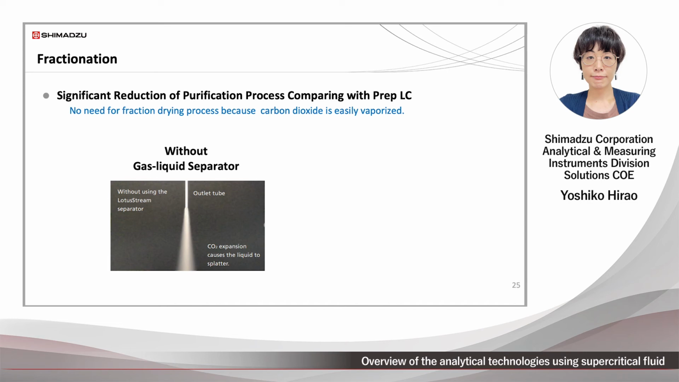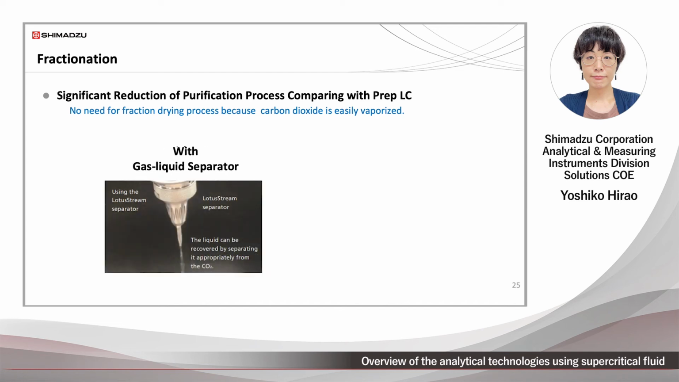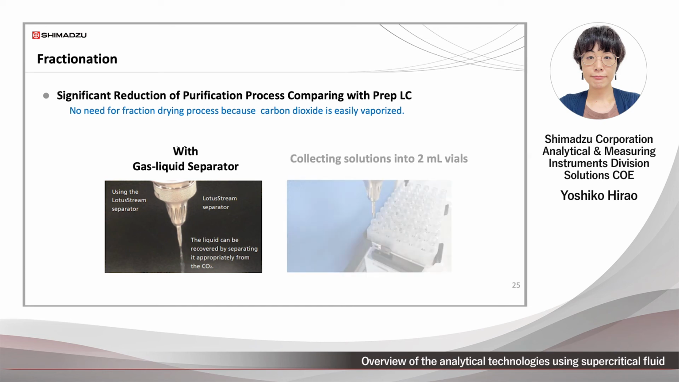The gas-liquid separator is needed to separate the liquid from the gas. Various types of separators have been developed by prep SFC vendors. By using a fraction collector equipped with our gas-liquid separator named Lotus Stream, the liquid fraction can be collected directly into 2 ml vials.